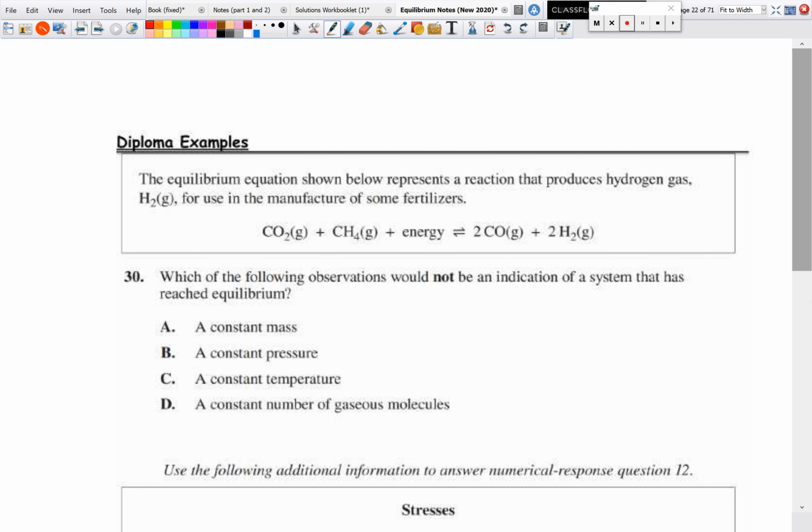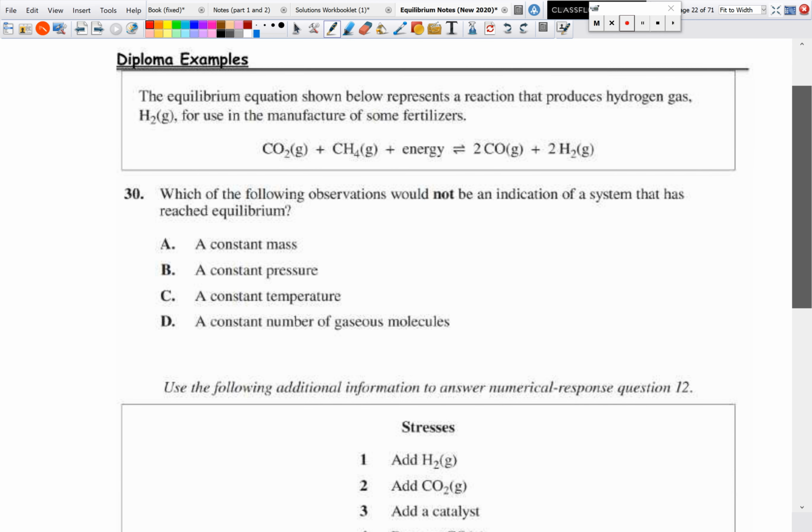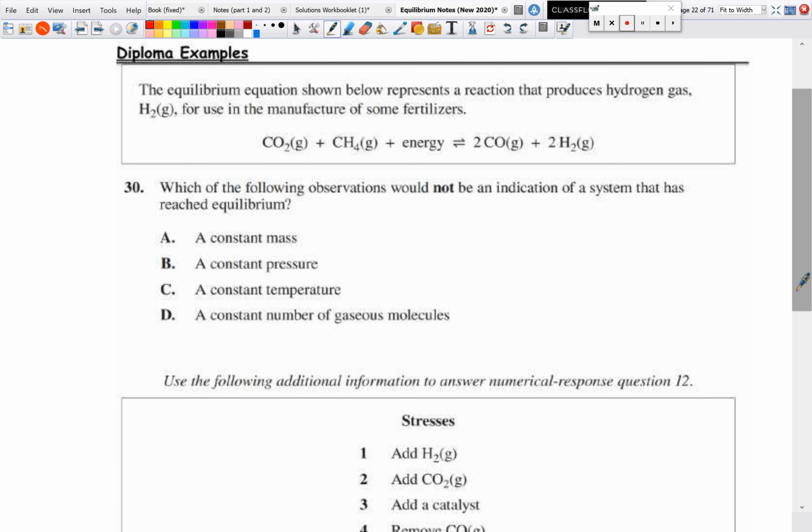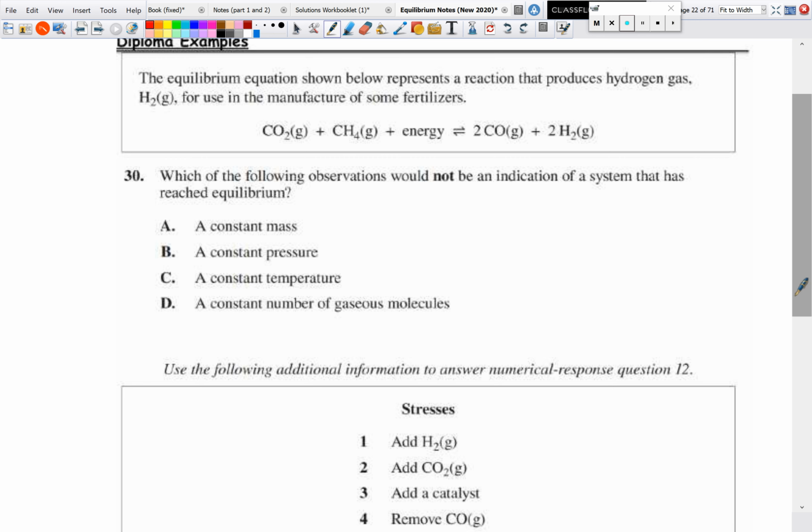So we do have a bunch of diploma example questions on Le Chatelier's principles. The best thing is to pause the video right now and try them, to see if you can get them. I'm just going to put up the answers here now. For the first one, we have which of the following observations is not an indication that a system has reached equilibrium? That is a constant mass. Because for equilibrium, pressure, temperature, and constant number of gaseous molecules are all there. Mass we haven't dealt with at all.